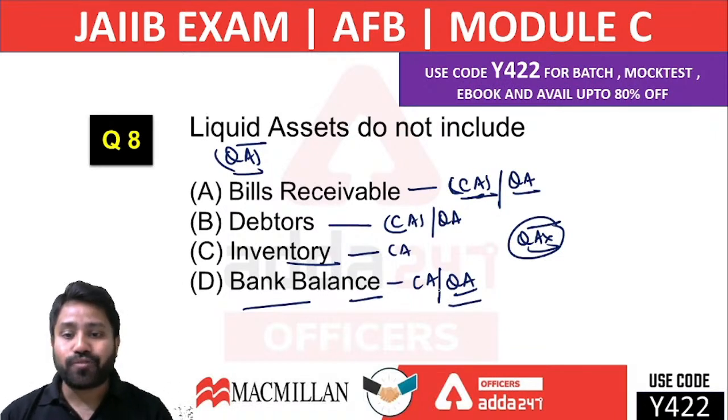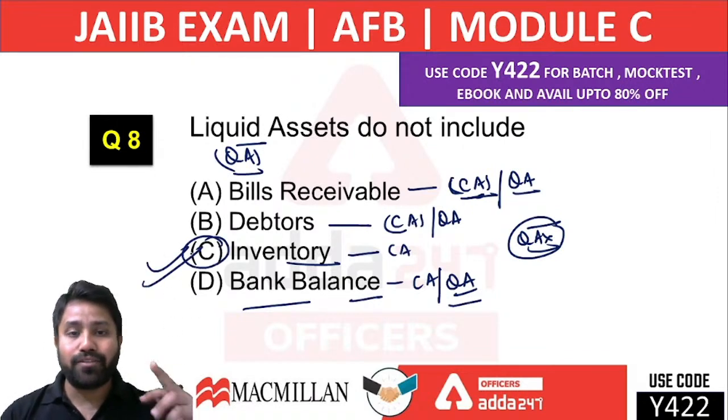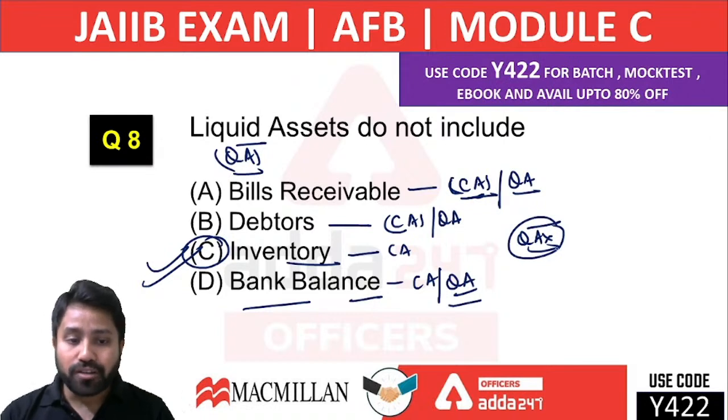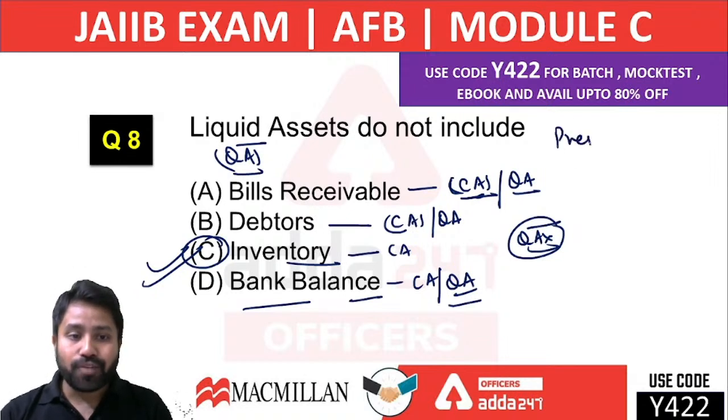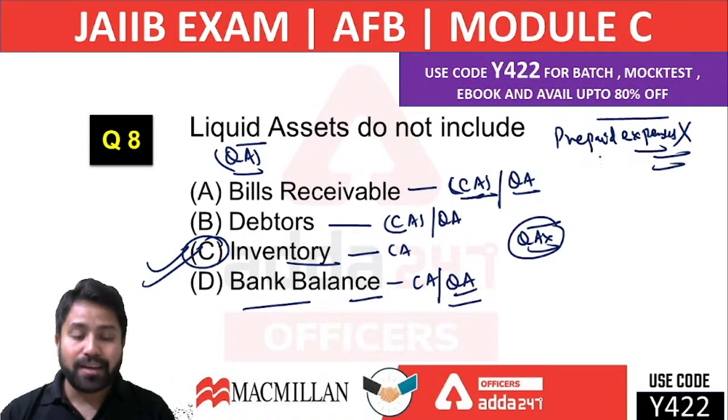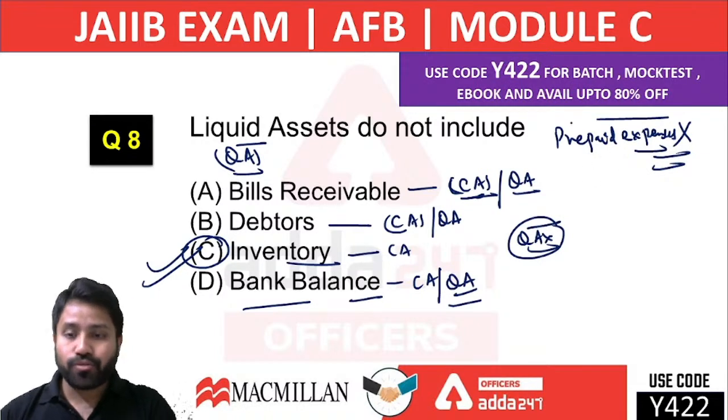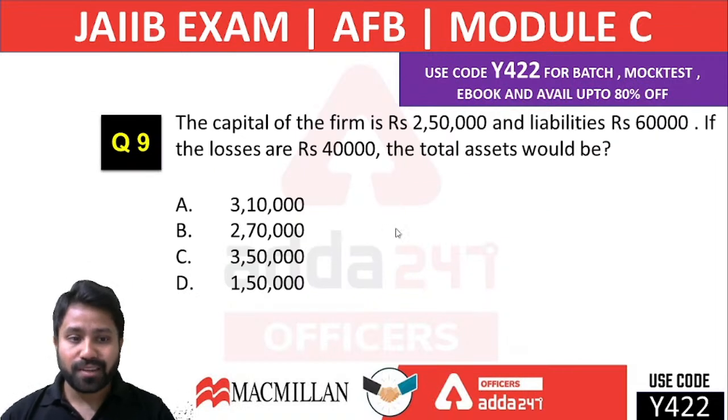The correct answer of this question would be inventory. That would be only a current asset, not a quick asset. Bills receivable, debtors and bank balance are all current assets as well as quick assets, but not inventory. And one more thing you have to understand here is prepaid expenses. Inventory and prepaid expenses both are not quick assets, but they are current assets. That is an important thing. Now just tell me, this is a pretty obvious answer to this question.